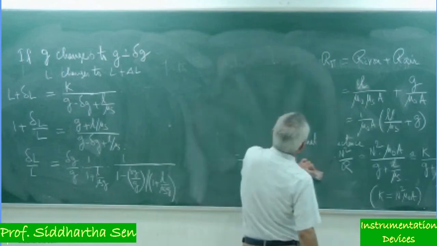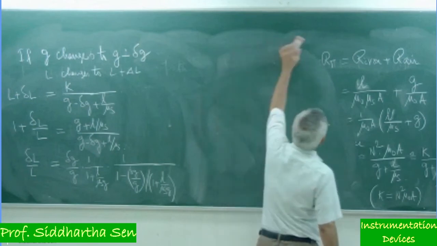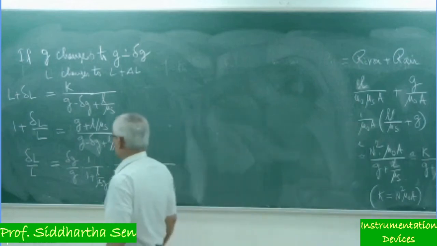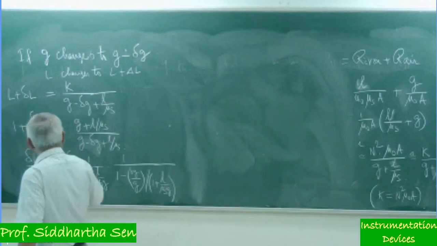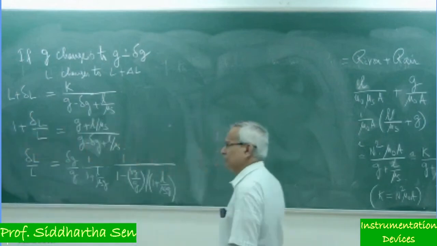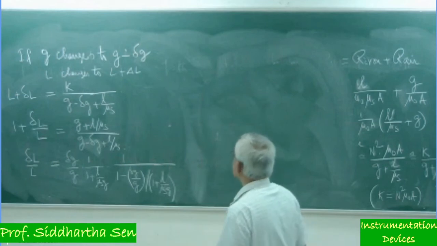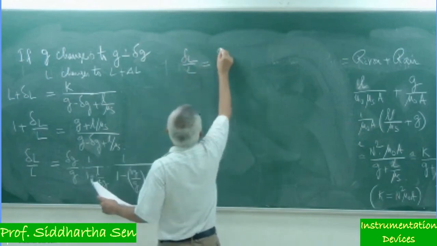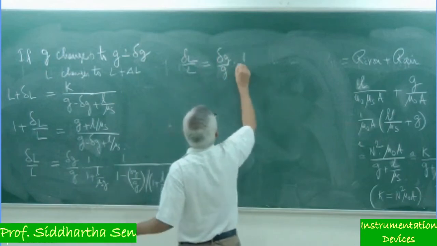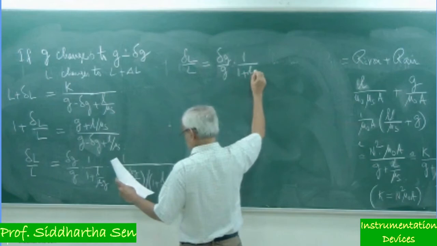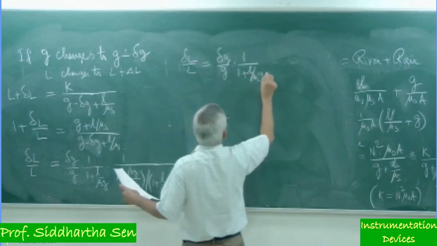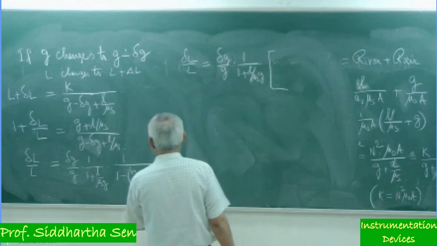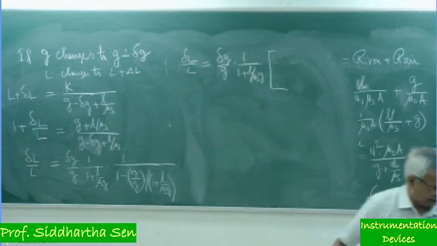Again, we will have to look into the nonlinearity aspect also, and also the sensitivity. Because we are trying to find delta L by L over delta G by G, in the same way as we did for the strain gauge for defining the sensitivity, we can say that delta L by L is equal to delta G by G into 1 by 1 plus L divided by mu s into G, and this part I can expand in binomial series.